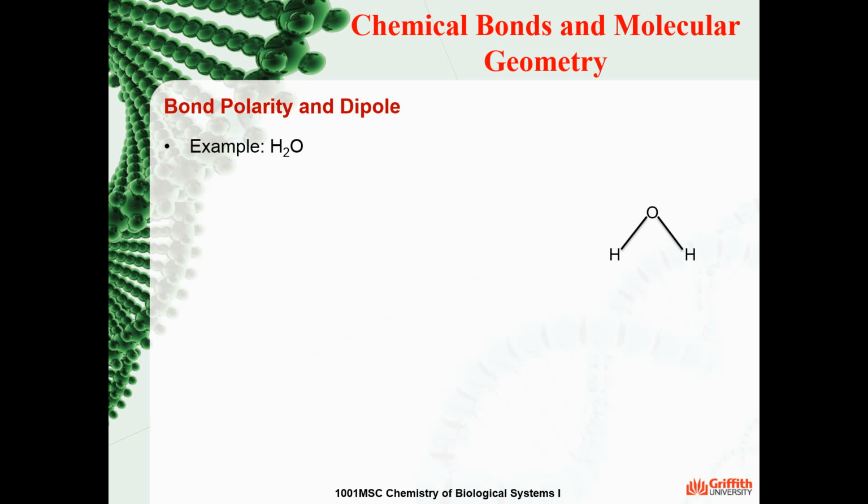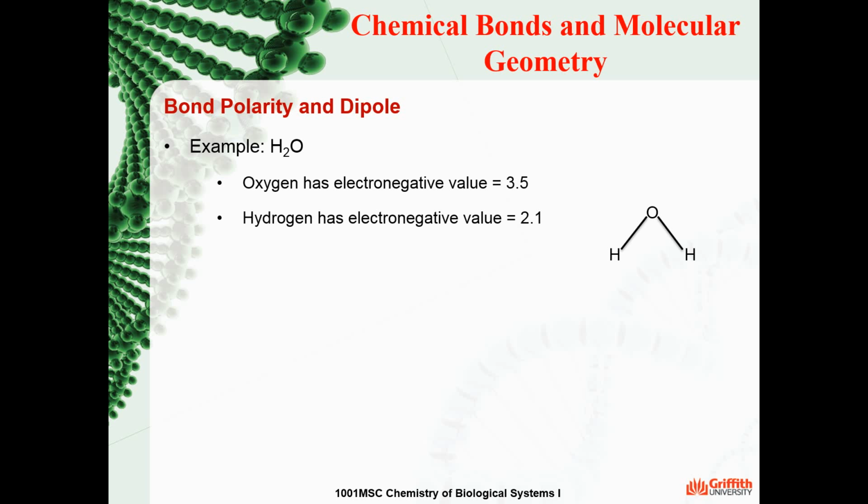Let's look at the water example. From the table we find that oxygen has an electronegative value of 3.5. Hydrogen is 2.1. So oxygen has higher electronegativity, and the difference between the two elements is 1.4. Thus, oxygen attracts the electrons more, and it gets a delta minus charge. The hydrogen gets a delta positive charge. We can also draw arrows to represent the polarity. So water is a polar molecule. We call the water molecule a dipole, as it is electrically asymmetrical.